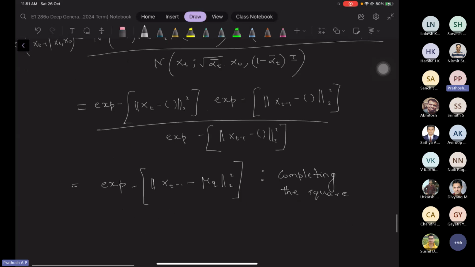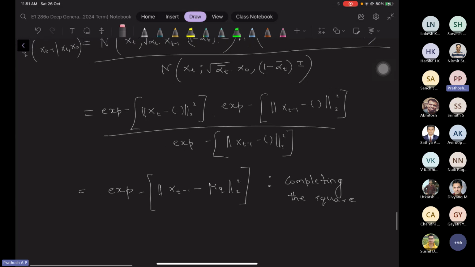This means that suppose you have a quadratic term like ax squared plus bx plus c. You can always add and subtract things, like d times x minus d times x, and write this in terms of x minus some p squared plus some constant. You know this, no? This is called completing the square, right? So whatever expressions we have inside the exponentiations, we need to complete the square in terms of xt minus 1. We'll get some mean and some variance.